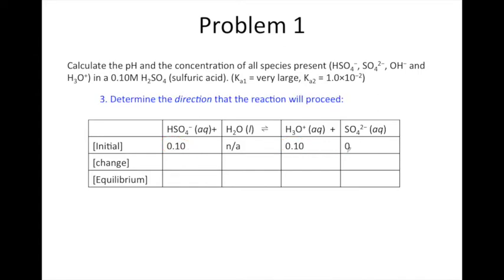The direction, well, since our sulfate is 0 initially, our reaction must go from left to right in order to produce some sulfate. So the changes will be minus X on the reactant side, plus X on the product side. Now our equilibrium concentrations here will be what we started with minus X, or what we started with initially plus X over on the product side.